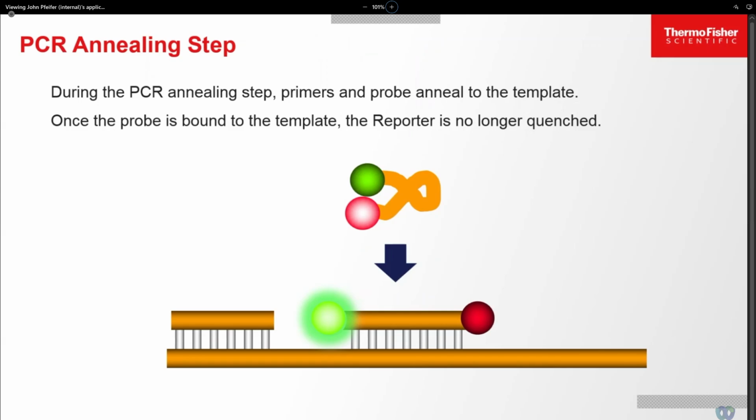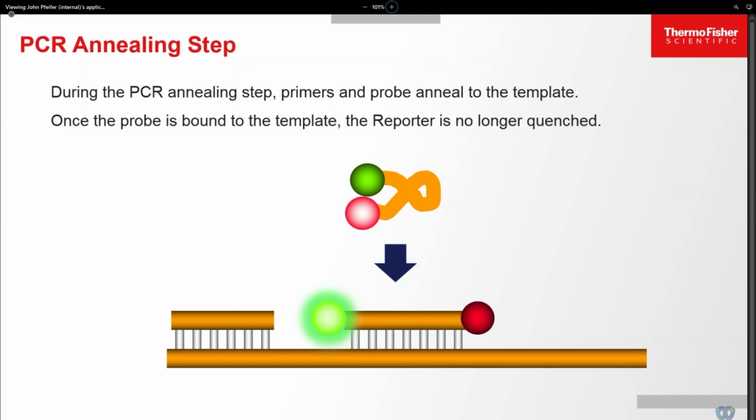Next, we hit start on the real-time machine. Eventually, it will reach the annealing temperature. This allows the primers and the probe to anneal to the template strand. Now, if we can just imagine that very split second when the probe has annealed to the template, you see in this drawing, it's stretched out in double strand configuration. The distance between the reporter and the quencher is too large to allow quenching to occur.